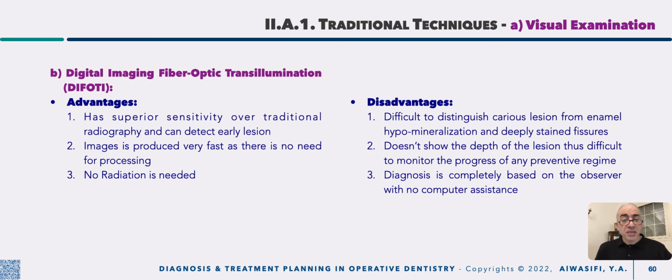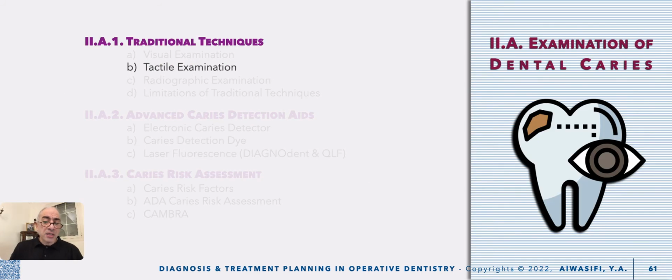We already discussed the idea of traditional visual examination, how we standardize it with indices, and how we advance it with either magnification or trans-illumination. Trans-illumination is either just fiber optic or digital imaging trans-illumination. Let us move to another technique for detecting caries, which is touching caries. It is the tactile examination of dental caries.